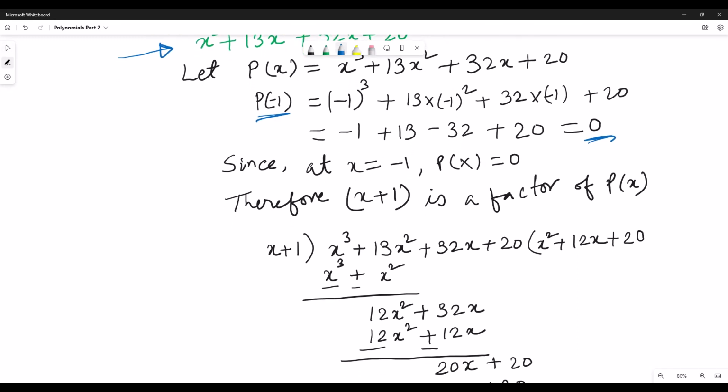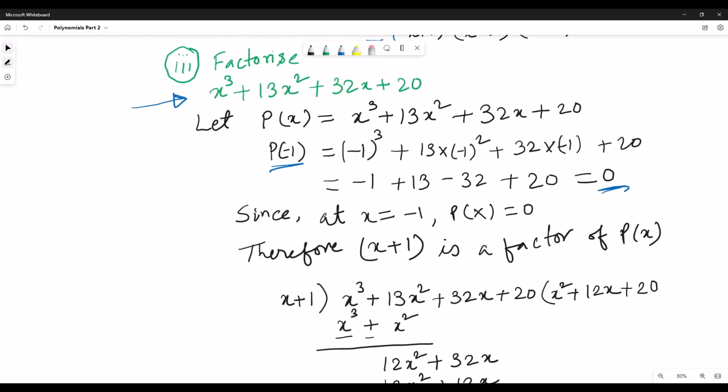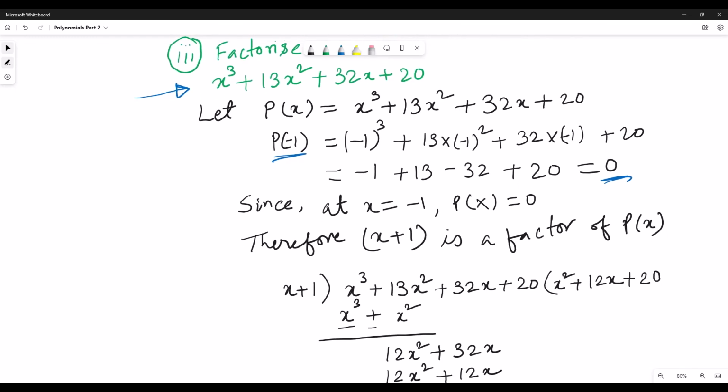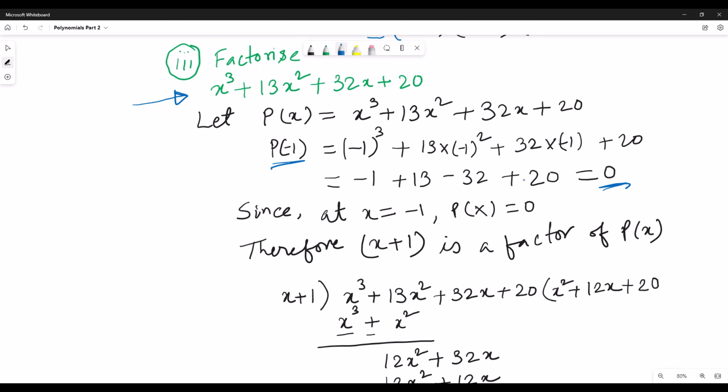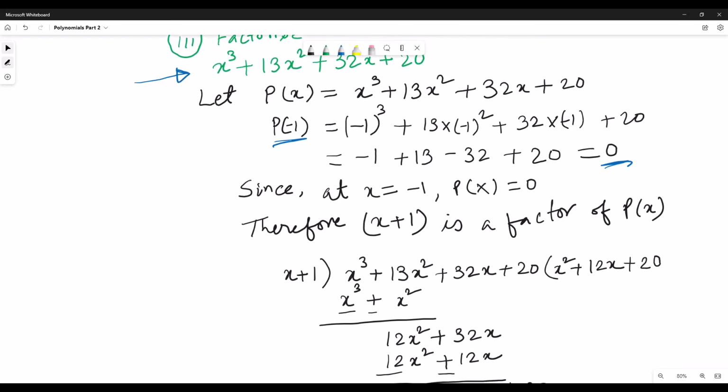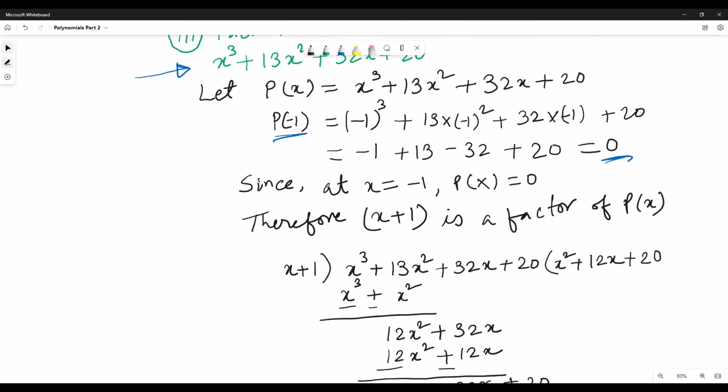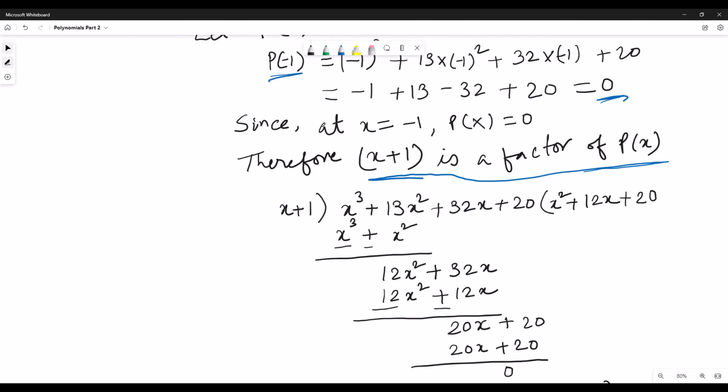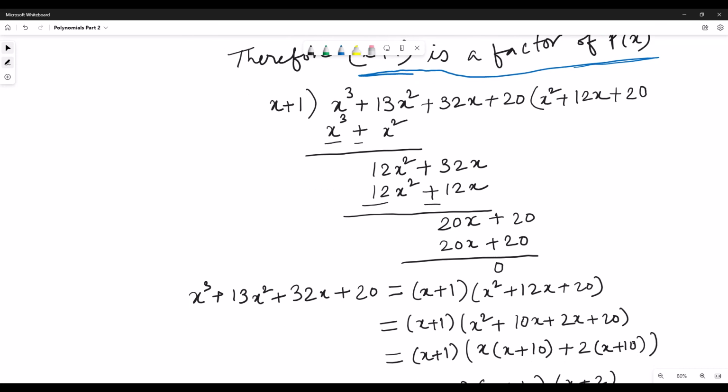Therefore, x plus 1 is a factor of p(x), because for x equals minus 1, p(minus 1) is 0. So by the factor theorem, x plus 1 is a factor of p(x). You have to understand the factor theorem that is being used.